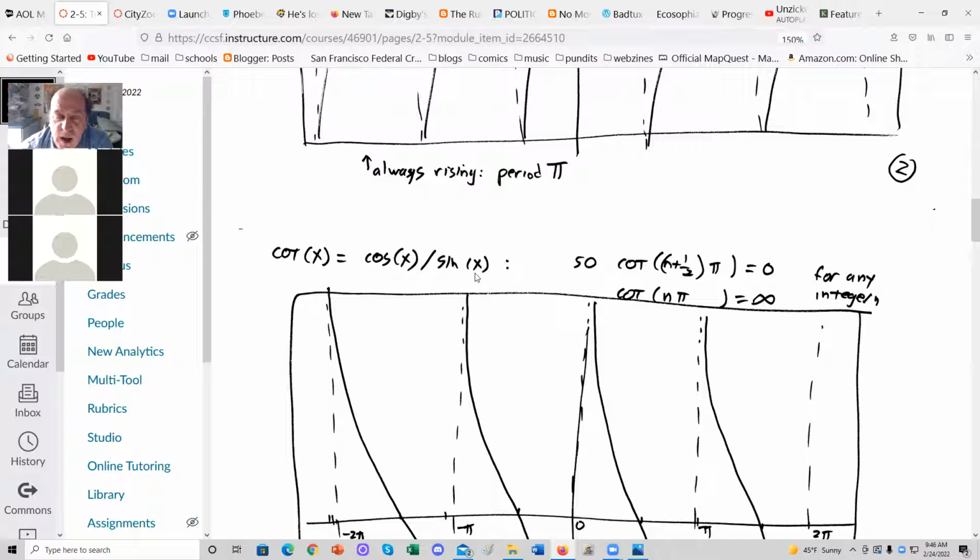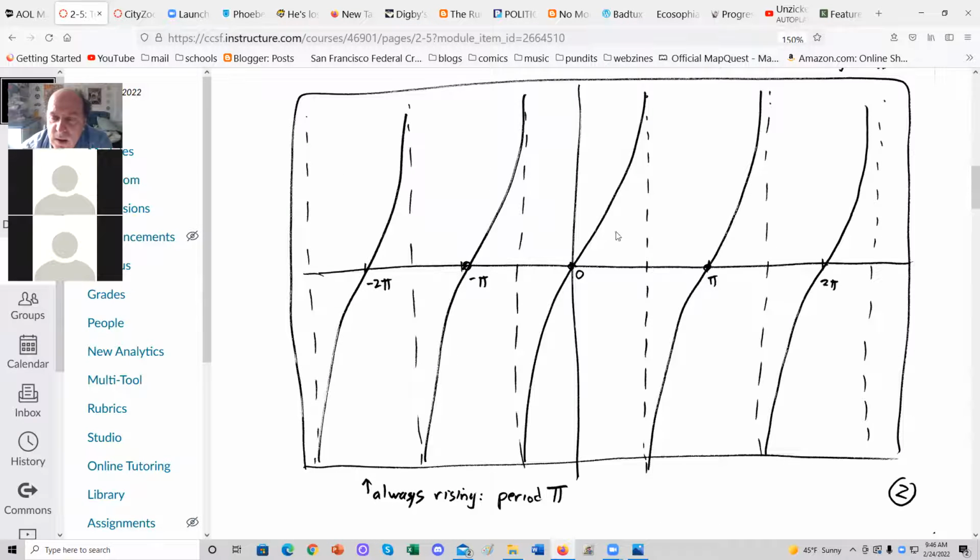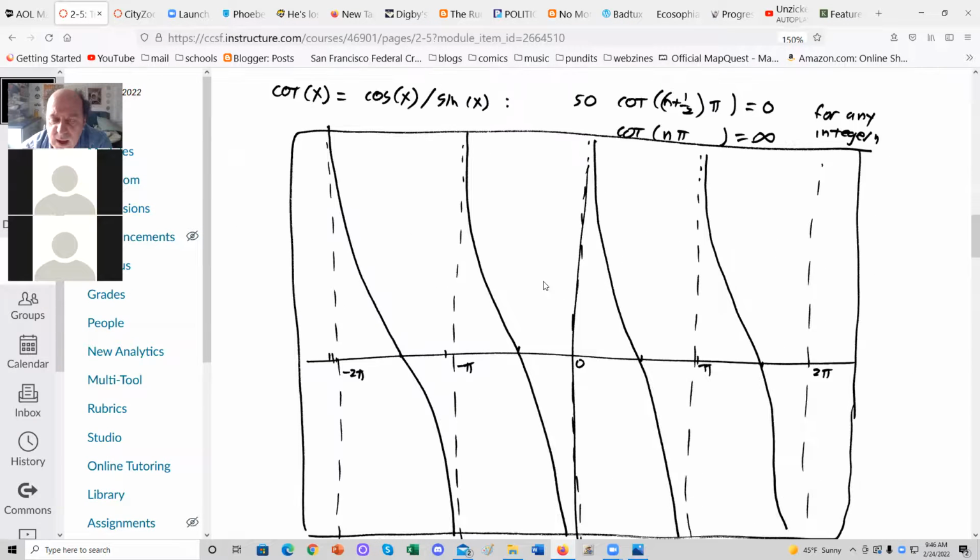Cotangent is cosine over sine. Sine is 0 at n pi, so cotangent of n pi is infinity. Cosine is 0 at n½ pi, so cotangent is 0 at n½ pi for integers n. So you get vertical asymptotes at all the integer multiples of pi and zeros in between. And this one is a constantly falling curve, whereas tangent is a constantly rising curve. And again, I like to think of this as something that spirals around through infinity.